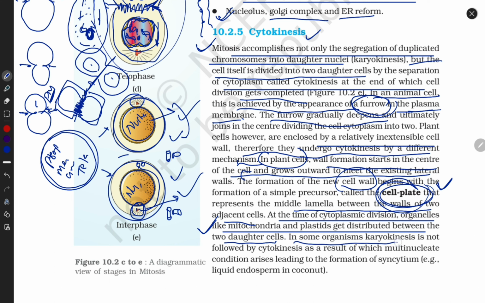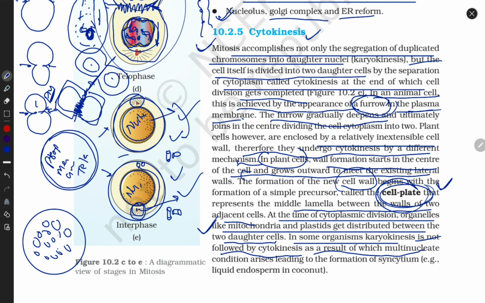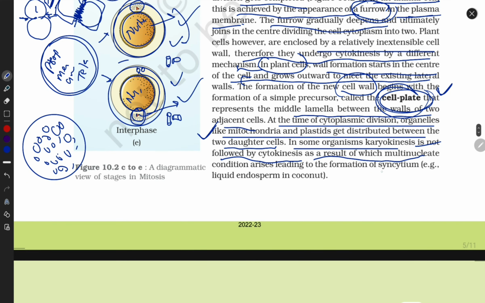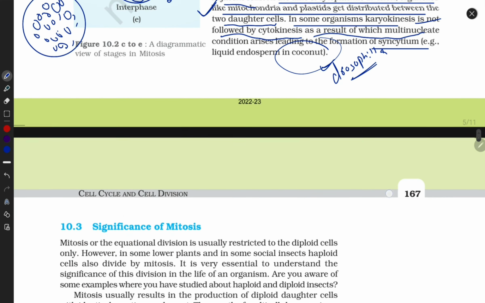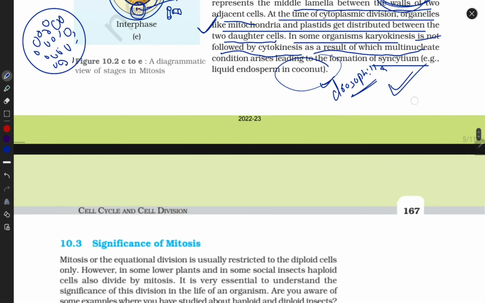In some organisms, karyokinesis is not followed by cytokinesis, as a result of which the cell becomes multinucleate. The cell is still one, but the nucleus gets divided. This phenomenon we call multinucleated, and this condition is called a syncytium. This is found in Drosophila. In plants, this is found in the endosperm of coconut. So now this is all about M-phase.